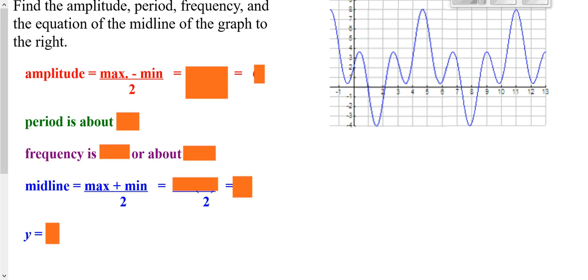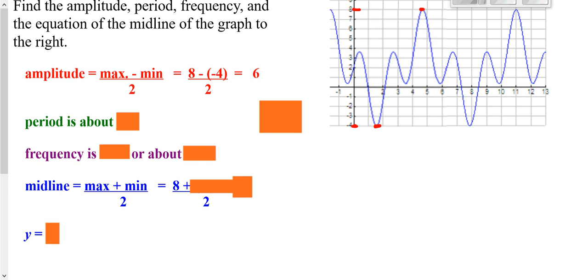So this graph over here is not a simple graph, but what we need to find here isn't too bad. We need to find our amplitude. To find that, we need to identify our maximum. Well, here's your maximum right here, which would be at 8, and your minimum, which would be right here, which is -4. So we'd plug in our max and min, work that out, and we get an amplitude of 6. Now, your midline down here is also related to max and min. So we'll do that next.